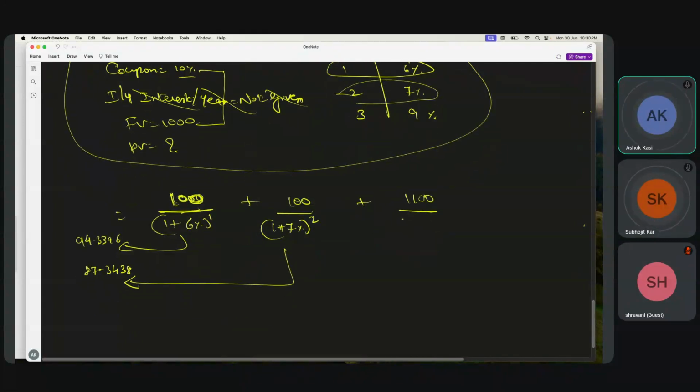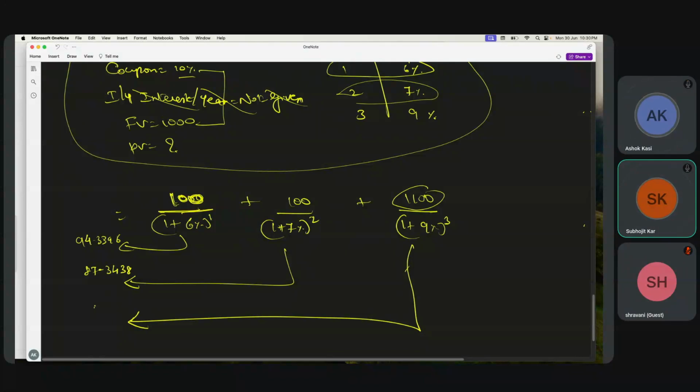Then third year, 1 plus 9% raised to 3. Calculate this. This is 1100, which gives 849.4018. Now you add up all this. It's 1031.0853. Okay, fine. So this is the price.